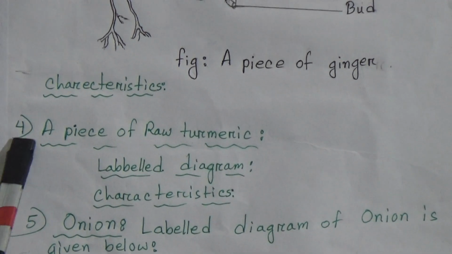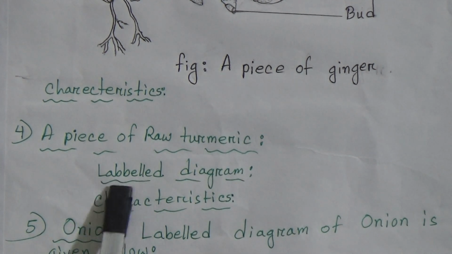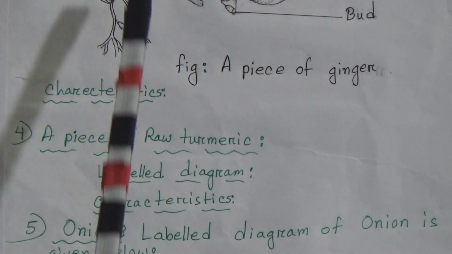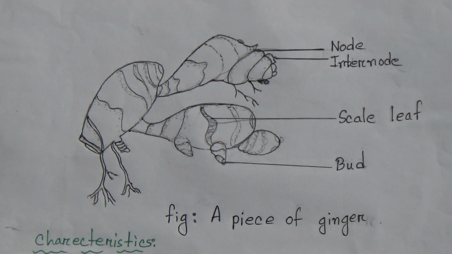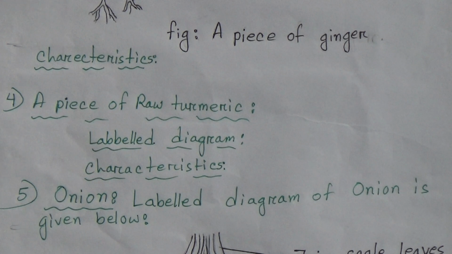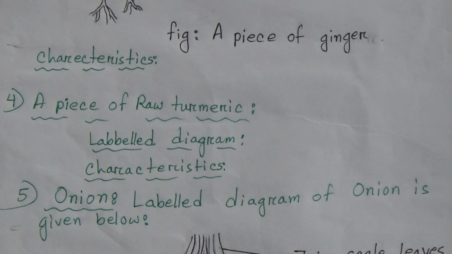Now number 4 is a piece of raw turmeric, and look at here, I didn't draw turmeric here because turmeric and ginger are the same rhizome type stem. They are modified stem. I hope you will be able to draw the turmeric figure, and also you have to write the characteristics of turmeric by yourself.